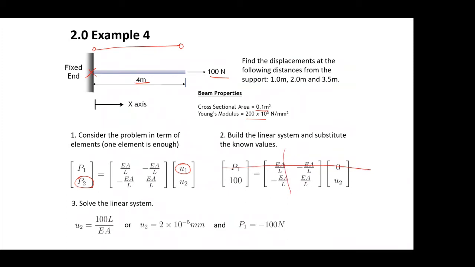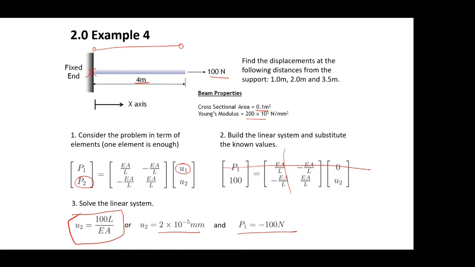So you remove the row and the column associated with the 0, and you have U2 multiplied by EA over L equal to 100, or U2 is equal to 100L divided by EA. So this is the value of U2. If you calculate the numerical value of U2, this is going to be 2 times 10 to the power minus 5. You substitute in the first equation and you get the reaction. This is 100. This is easy to solve. I'm not going to solve it.